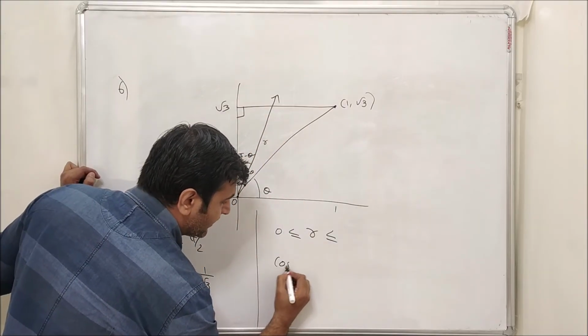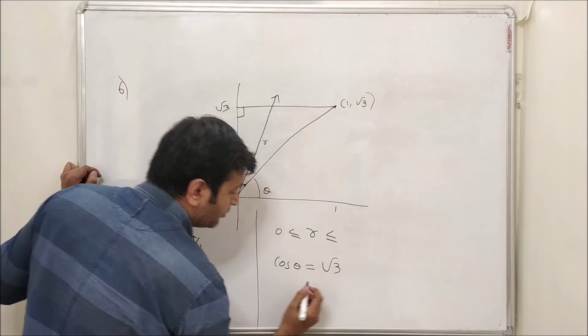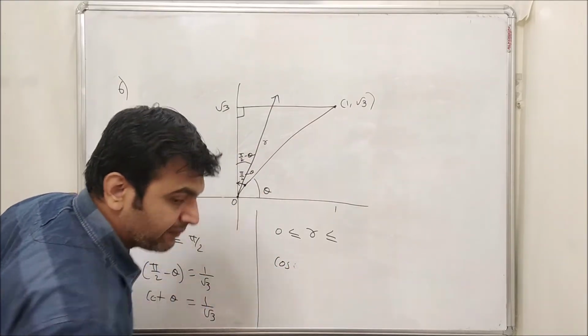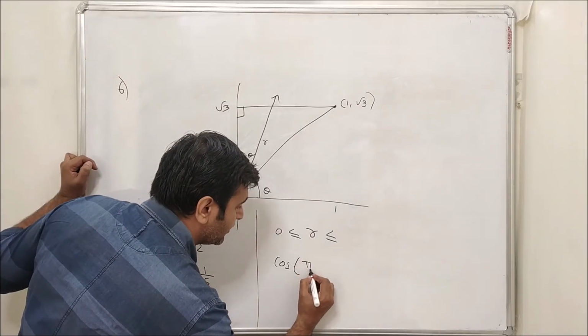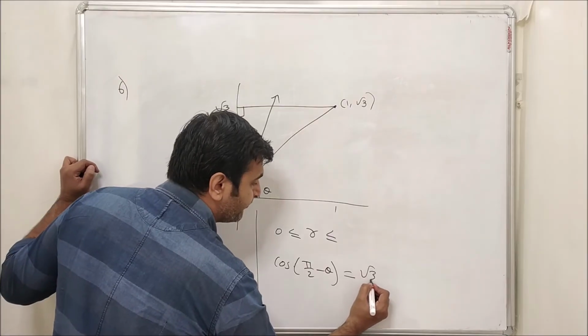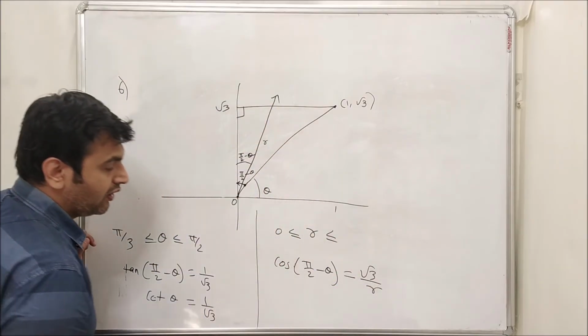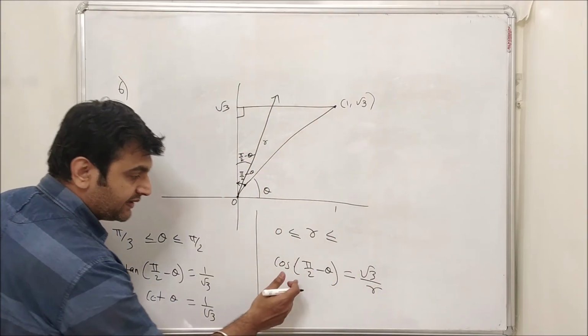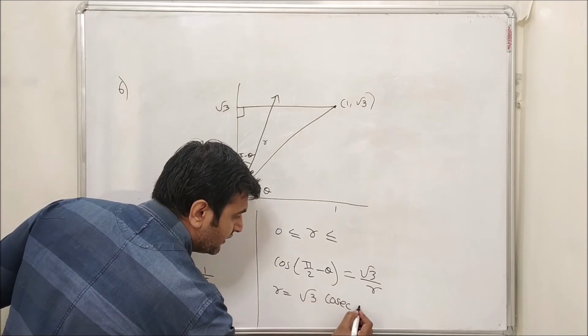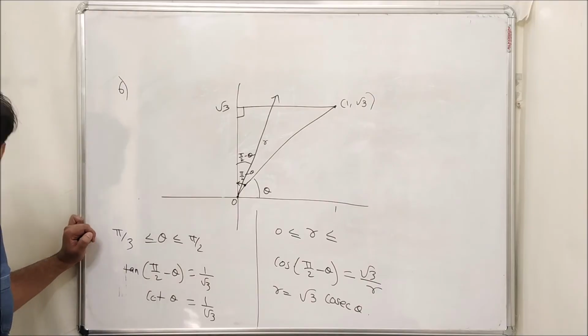So what is my cos? Cos of pi by 2 minus theta. Here the adjacent is root 3 upon hypotenuse, which is r. What is cos of pi by 2 minus theta? It is sin theta. So what is r? Root 3 upon sin theta, which is nothing but root 3 cosec theta.